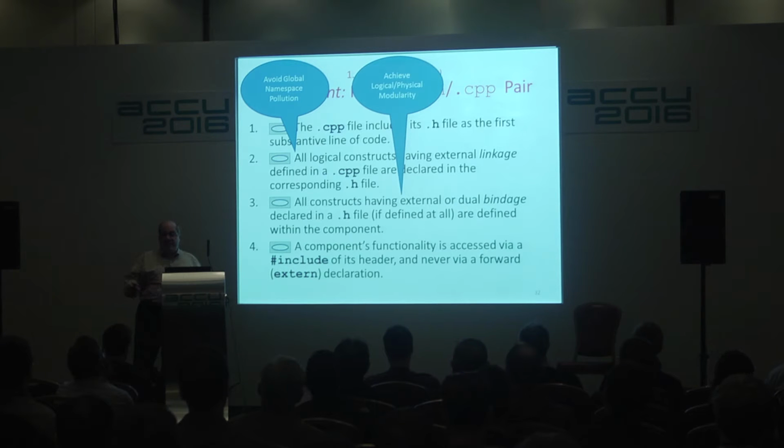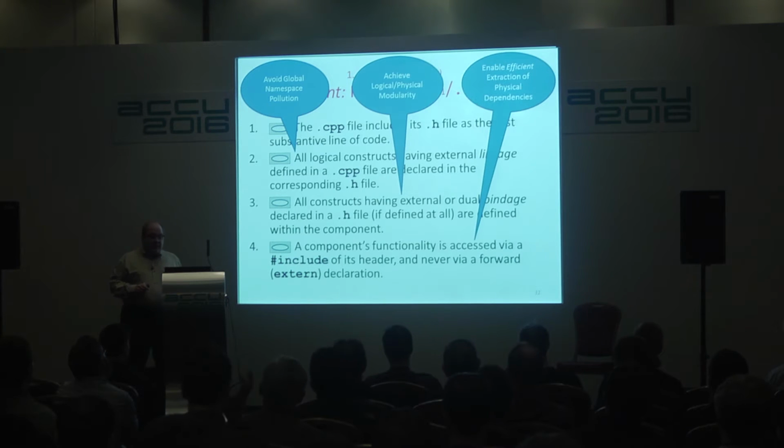The second one is to achieve logical physical modularity or coherence, meaning that the logical content that I'm implementing in this component is in fact implemented in this component, or it properly depends on something else that is a component. And the third one really is I want to be able to extract, without having to compile the code using, let's say, something like Clang or whatever, the physical dependencies among the components through the #include directive. So the envelope of #include directives is going to give me what I need.